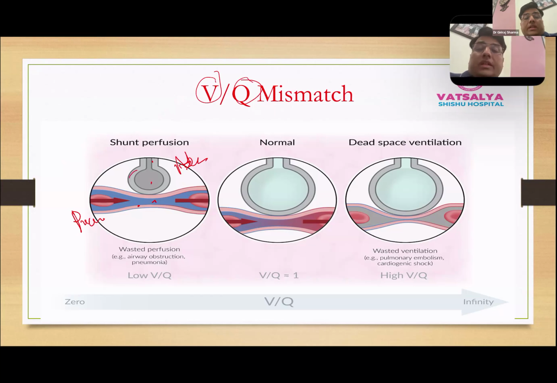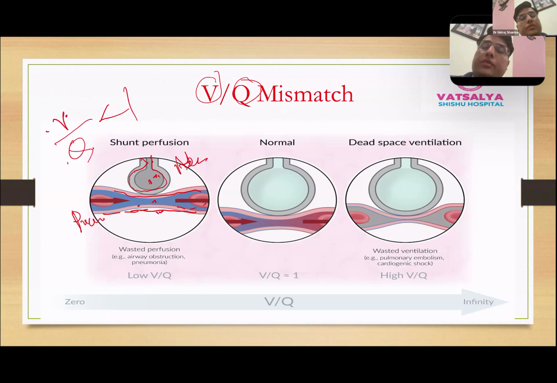Here we can see that the alveoli is collapsed. In RDS, in preterm babies, the alveoli is collapsed, but perfusion is normal. Pulmonary capillary perfusion is normal, but the alveoli is collapsed. So what will be the VQ? VQ will be less than 1 because ventilation is poor, perfusion is normal. So there will be a low VQ. When ventilation is not there, but perfusion is there, that is called ventilation perfusion mismatch.